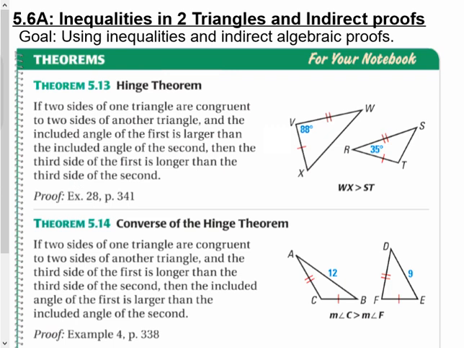Today's lesson is on inequalities in two triangles, and we get into indirect proofs. Now, inequalities within two triangles is called specifically the hinge theorem. To use this, we need a side angle side look. We've got two sides congruent, and the only difference is the angles between the two are different. That's kind of why they call it the hinge theorem.